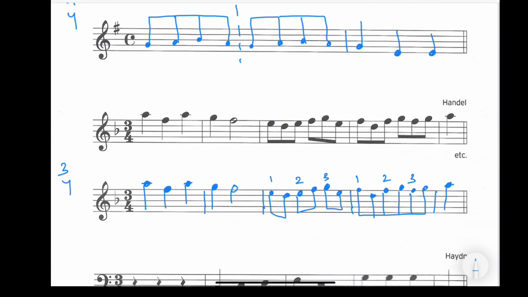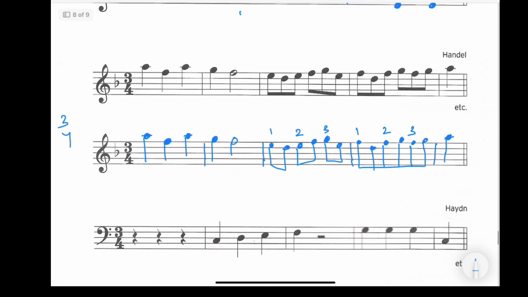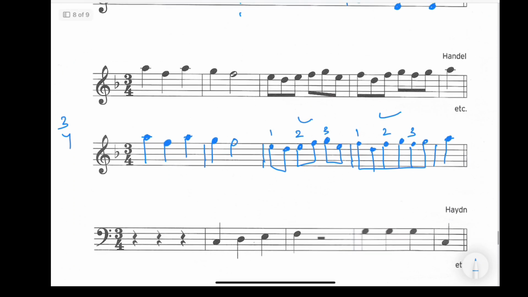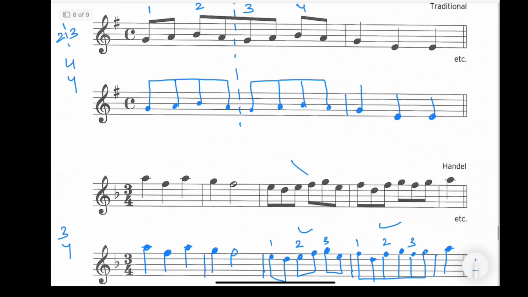Okay, now let's move ahead. So both of these ways are correct. You can write this way also, you can write this way also. Okay, but this one was wrong. This is wrong.